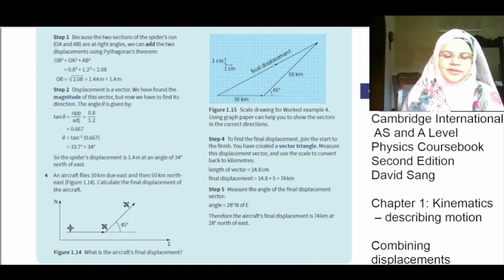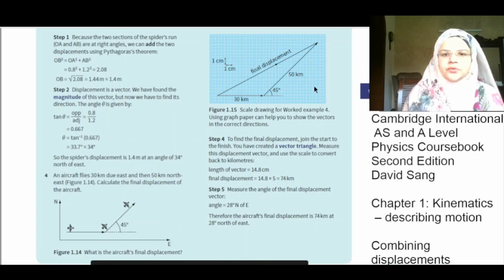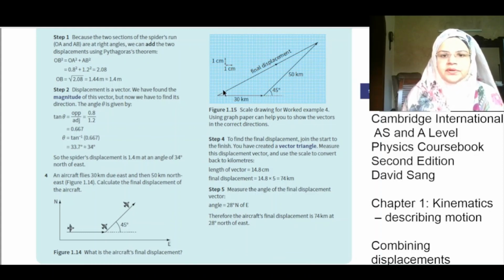The final displacement is the line joining the initial point to the final point. The length measured on the graph paper is equal to 14.8 centimeters. Since 1 centimeter represents 5 kilometers, the final displacement would be equal to 14.8 centimeters times 5, which is equal to 74 kilometers. The angle between the final displacement and east is equal to 28 degrees. Therefore, the final displacement is 74 kilometers at 28 degrees north of east.